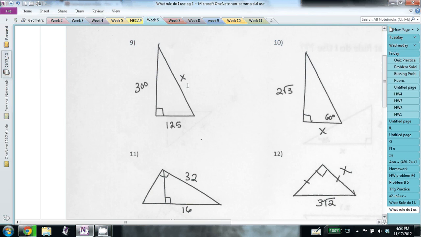Number 9. Oh, I'm missing one side of a right triangle. And look at that. I've got two other sides. This is a great place to use Pythagorean theorem. A squared plus b squared. Number 10, I've got a 60-degree angle. Oh, this would be a great place to use 30, 60, 90, a special right.